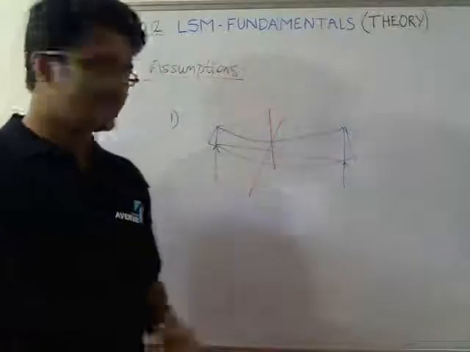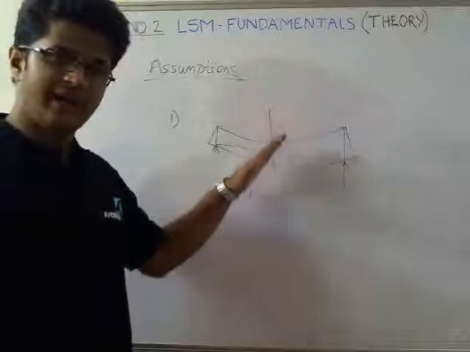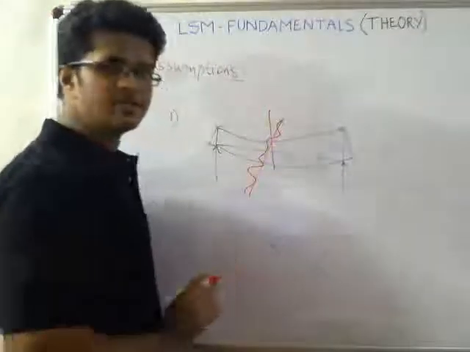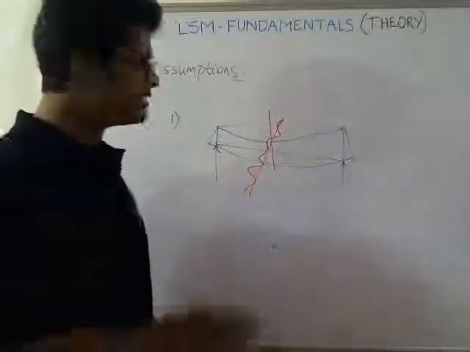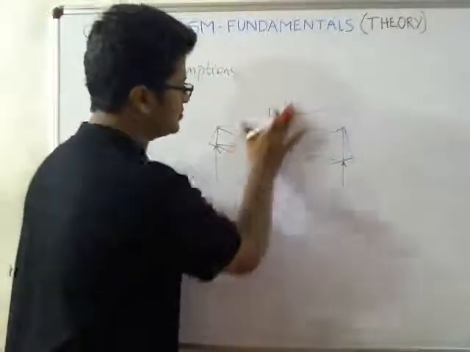The assumption is that this was plane, and now also it is plane after bending. It is not like this. It was earlier also plane, it is now also plane. It is not like this. That is the whole and sole reason of the assumption.